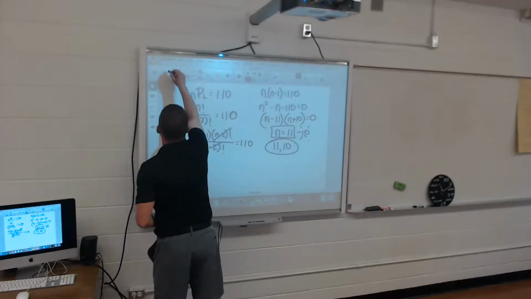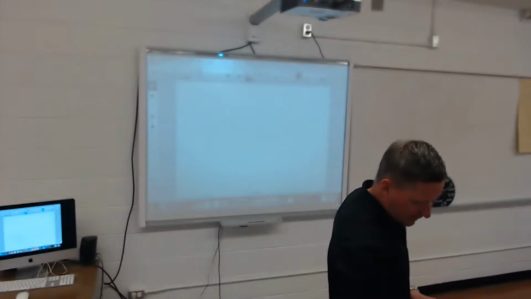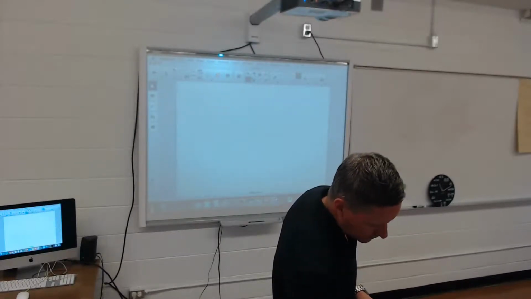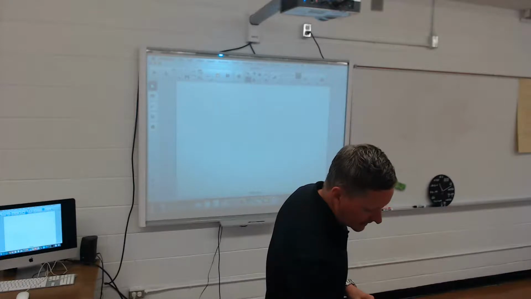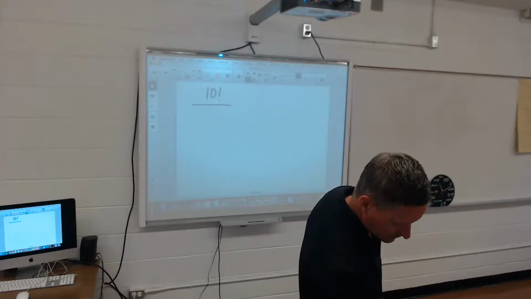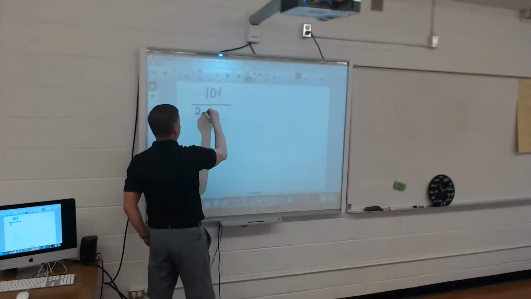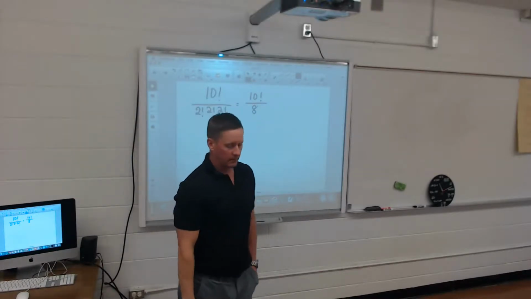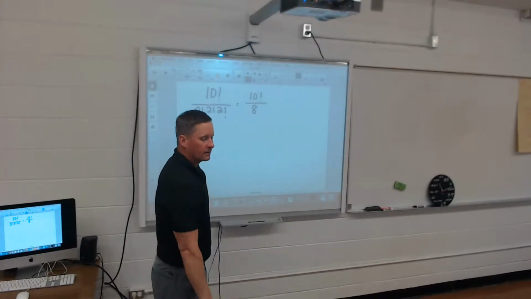Example 3. Number of ways of arranging the letters of the word basketball. So count the letters in basketball. 1, 2, 3, 4, 5, 6, 7, 8, 9, 10. And divide that by the number of repeated letters. So the A's are repeated, that's 2 of them. The B's are repeated, that's 2 of them. The L's are repeated, that's 2 of them. So I divide by 2 factorial, 2 factorial, 2 factorial. And then I would probably use my calculator at this point to solve it. So that's like 10 factorial divided by 8. And whatever that is on your calculator. Okay.